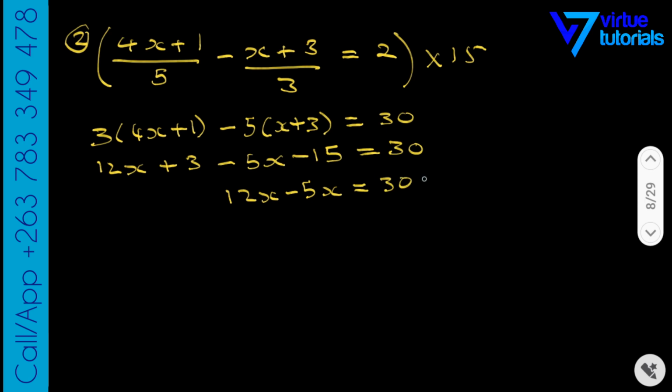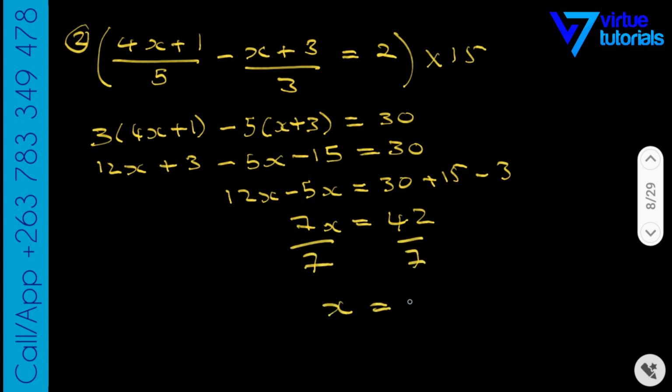Take 15 that side, it becomes a plus 15. And then a minus 3 because the signs are changing. So 12 minus 5 gives you 7x. If I add 30 plus 15, that's 45 minus 3, that's 42. Divide both sides by 7, I'll get my x is equal to 6. So that's it. That's how simple it is to solve that one.